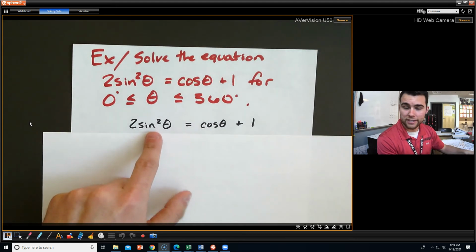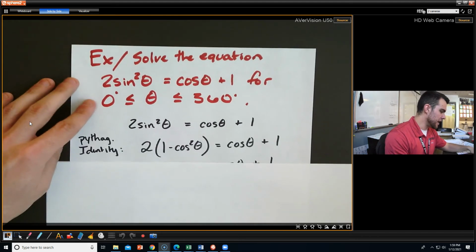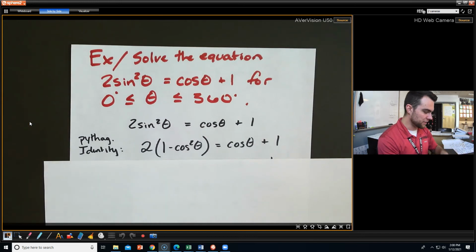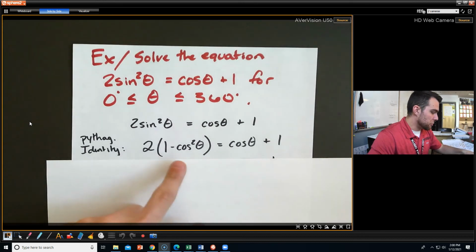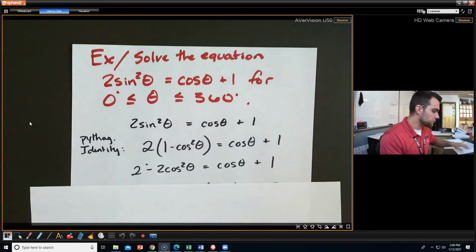Luckily, I know what this guy is in terms of cosine. Using Pythagorean's identity, I know that sine squared theta is the same as 1 minus cosine squared theta. So I replace it with that, and now I can distribute the 2.